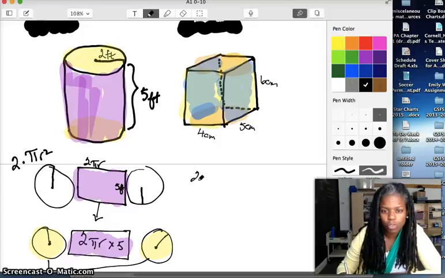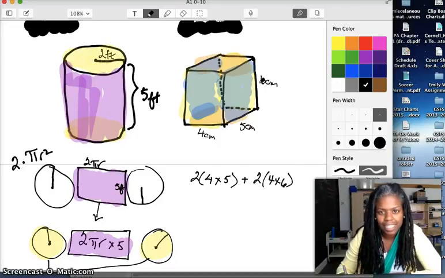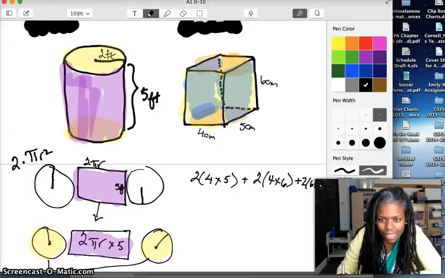So I know I'm going to do 2 times 4 times 5, right? Because that's going to give me the base and the ceiling of that particular rectangular prism. And then I'm going to do, let's say, 4 times 6. That'll give me the front and the back. Twice, 2 times 4 times 6. And then the next thing I'm going to do to get the sides, I'm going to do 2 times 6 times 5. And this should be pretty simple.